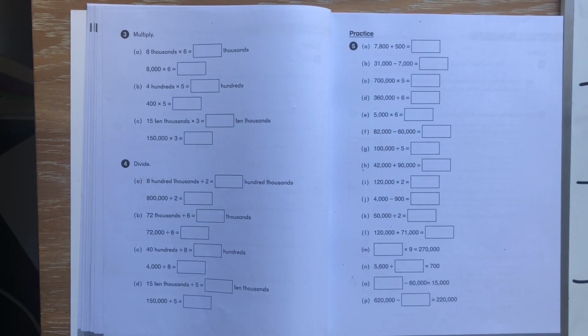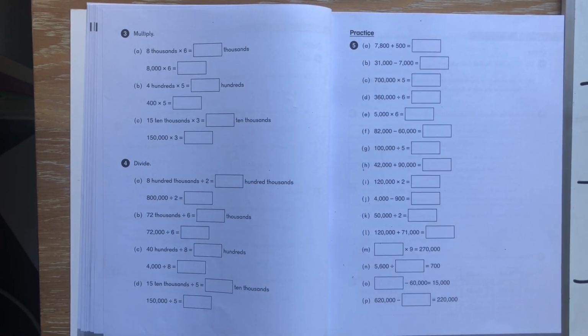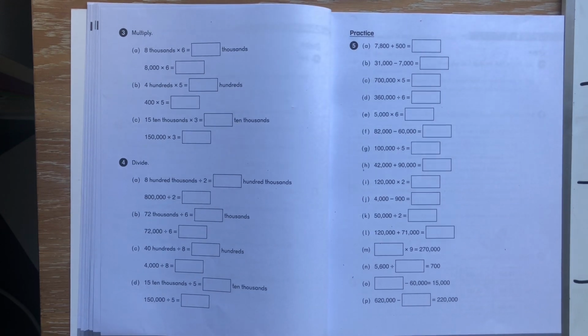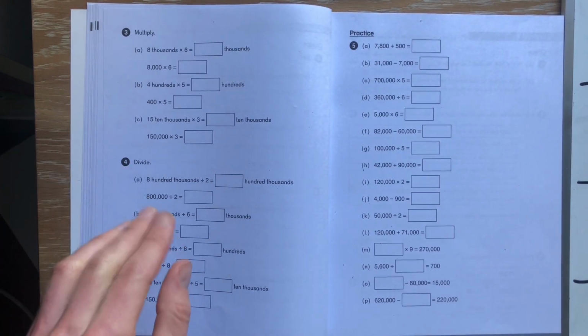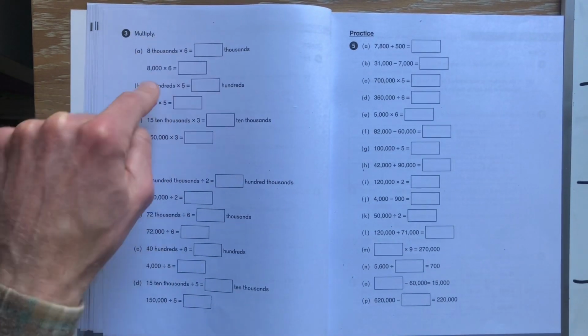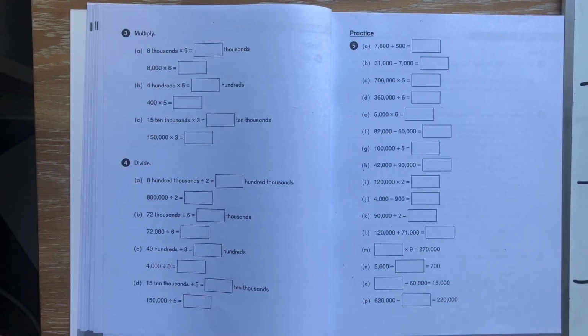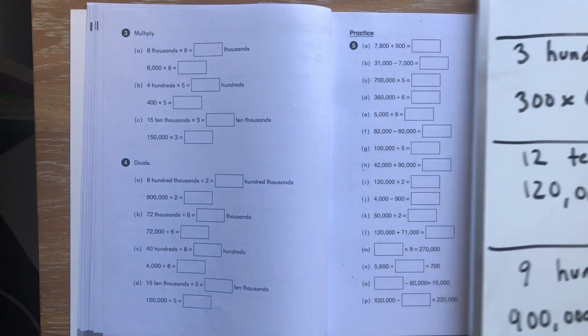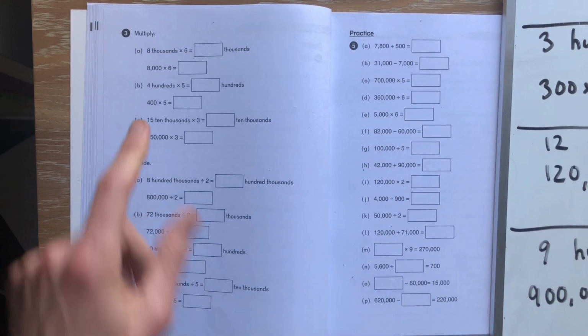Okay, in this section, we're going to be looking at page 20. So please have your book turned to page 20. We're going to be looking at how do we multiply these big numbers and how do we divide these big numbers. So let's look at the first problem.